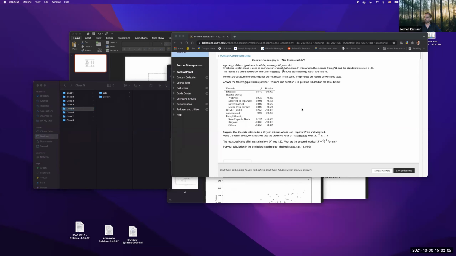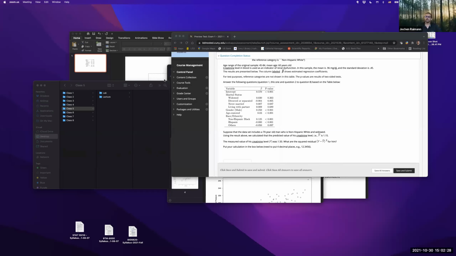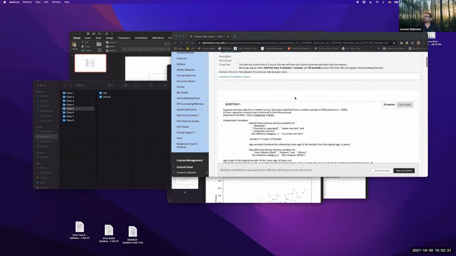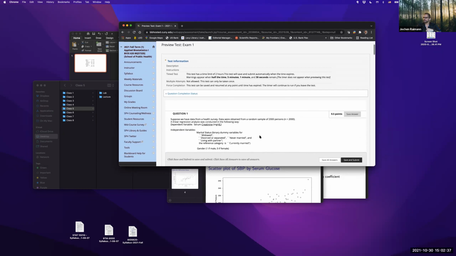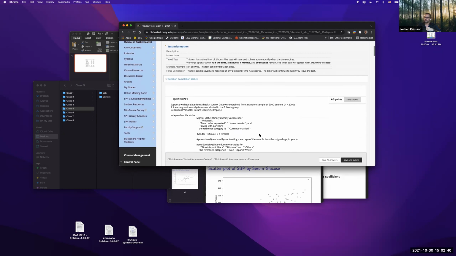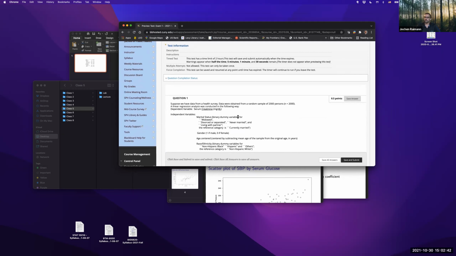Okay. Let me just get organized here. This is the one. Okay, can you see my screen? Can you see the exam? So I put open the exam one. Can you also see my screen? Yes. Good.